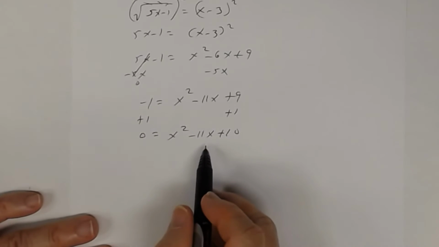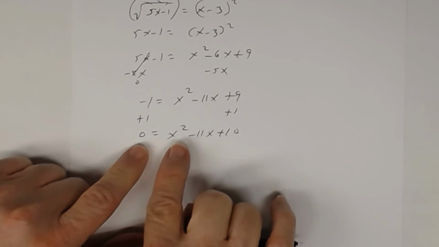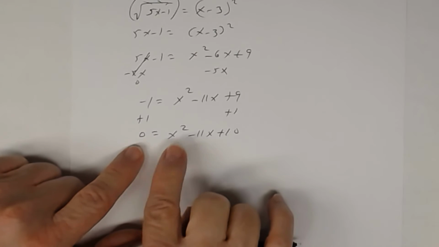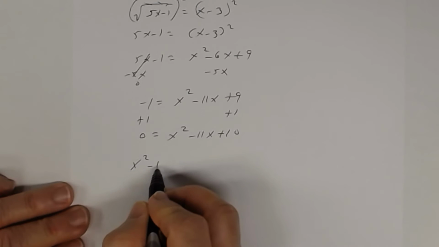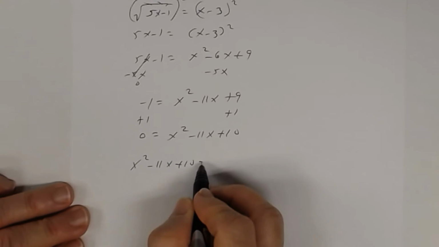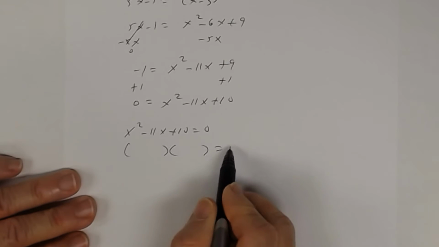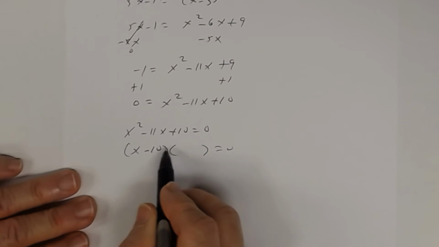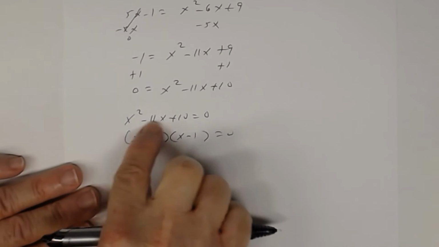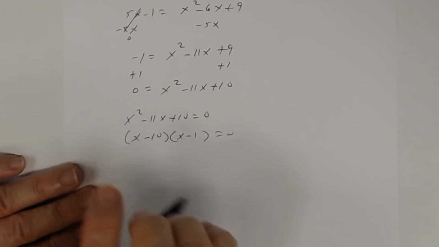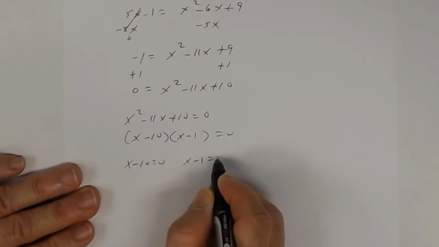Okay? Now, let's go ahead and factor this. Now, remember, when you have an equation, you can transpose the sides. So let's go ahead and rewrite this so that I have x squared minus 11x plus 10 equal 0. Okay, I'm going to go ahead and factor now. So I get x minus 10 times x minus 1 equals 0. All right, so that's going to give us this. And then I'm going to use the zero factor property. So I get x minus 10 equals 0, x minus 1 equals 0.